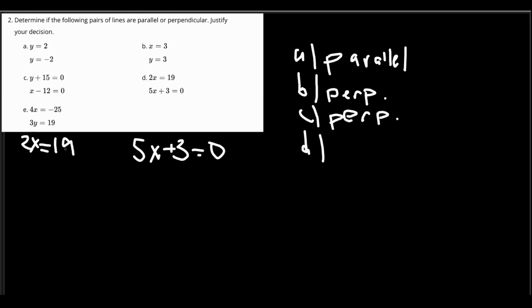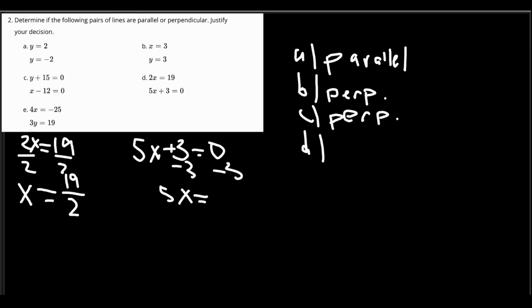Okay, so we can start off by looking at the equation on the left, and you can simply divide both sides by 2 to get x is equal to 19 halves, and that's just what it is, a vertical line. And for this, we can take away 3 on both sides, and you get 5x is equal to minus 3. Divide both sides by 5, and you get x is equal to negative 3/5. And these are both vertical lines, so therefore they are parallel, as their slopes are both undefined.